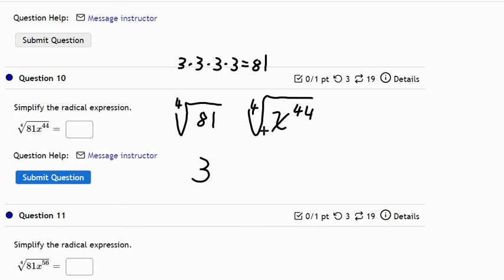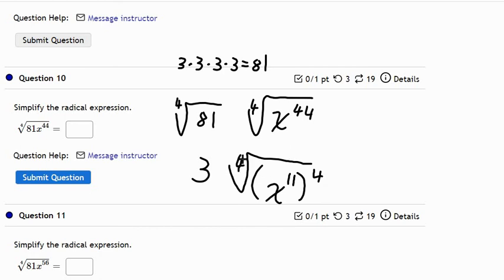On the other hand, when I'm doing the 4th root of x to the 44th, I have to consider what power of x I'd have to raise to the 4th power to get x to the 44th. The simple answer is just taking the 44 and dividing it by the index 4. 44 divided by 4 gives me 11. So x to the 11th, if I raise it to the 4th power, I get x to the 44th.